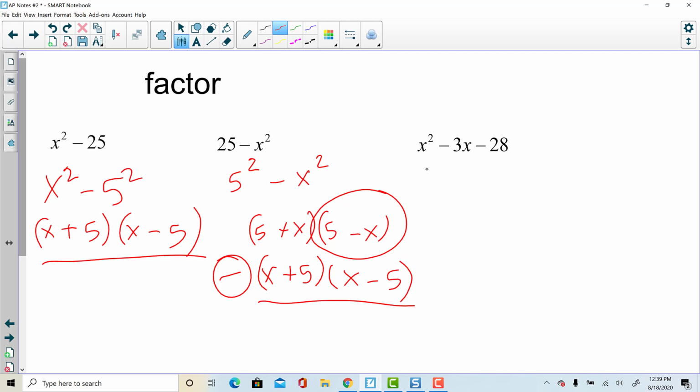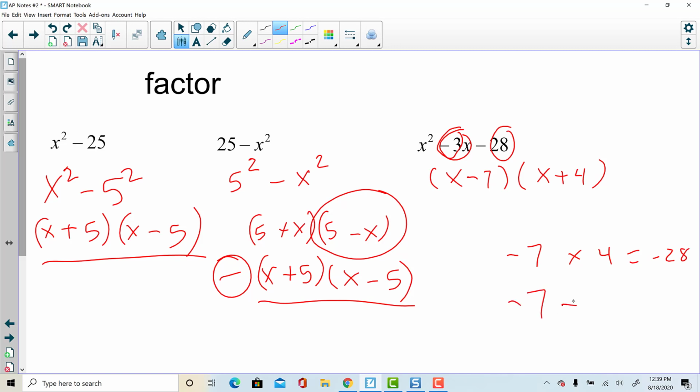The last one is just a basic example of factoring. We want to know, what do you multiply to get negative 28, but add to get negative 3, basically. Okay, the numbers that would work would be 7 and 4. Because the 3 here is negative, we want to put the negative on the 7, positive on the 4. So we have negative 7 times 4. That's how you get the negative 28. But then negative 7 plus 4 gives you the middle, gives you the negative 3.